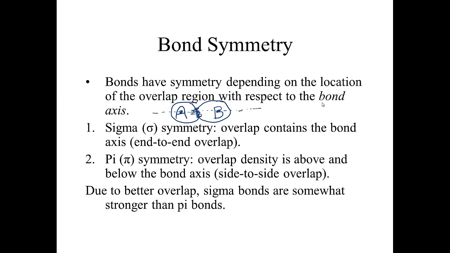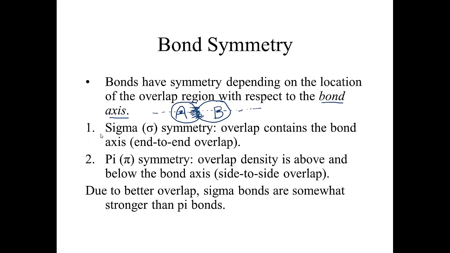So the bond axis is just the line that connects two atoms, and we're just going to look at where the overlap between the orbitals occurs. Thinking about valence bond theory, we've got overlapping orbitals. Where does that overlap occur?